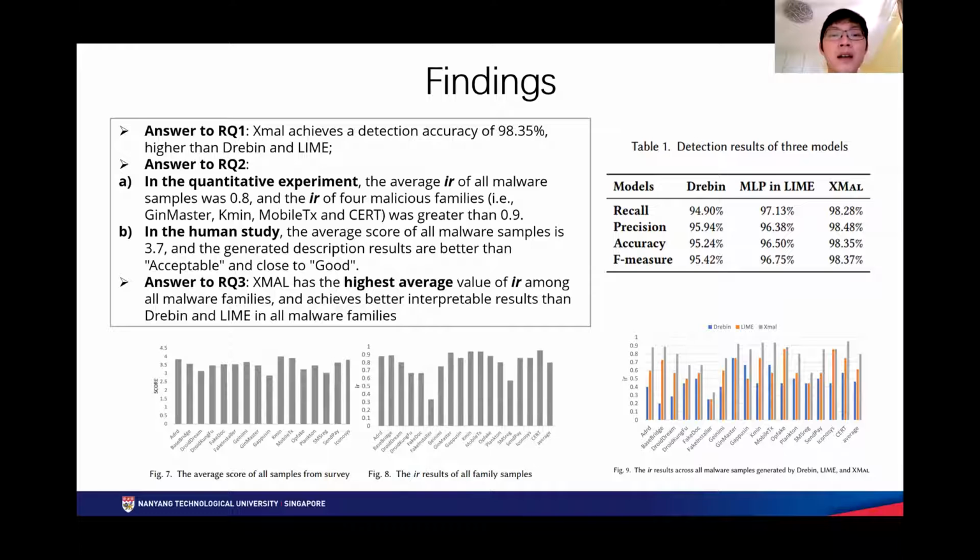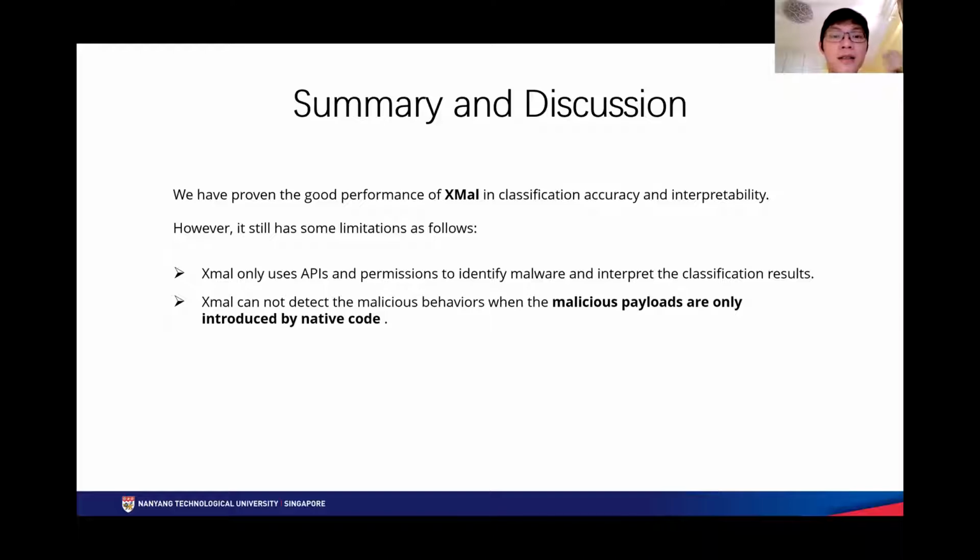We also compare XML with Harbin and LIME through quantitative analysis. We can see in figure 9, XML achieves better interpretable results than Harbin and LIME. In summary, we have proven the good performance of XML in classification accuracy and interpretability. However, it still has some limitations.